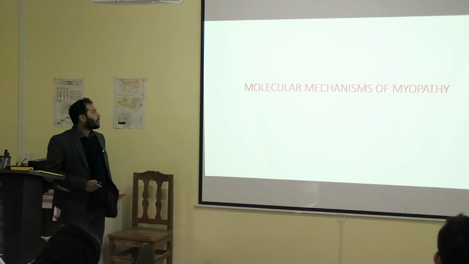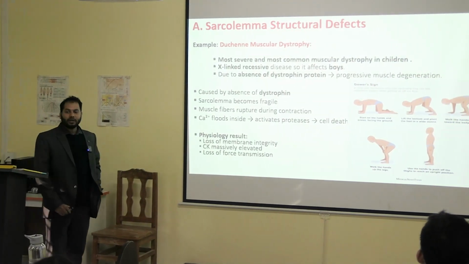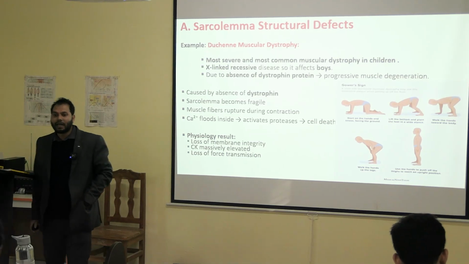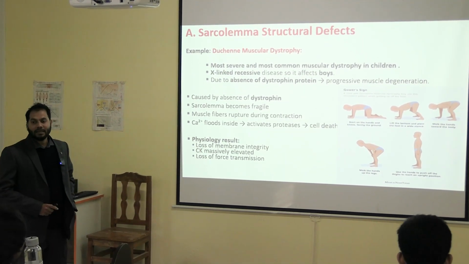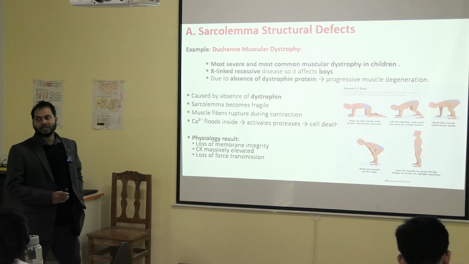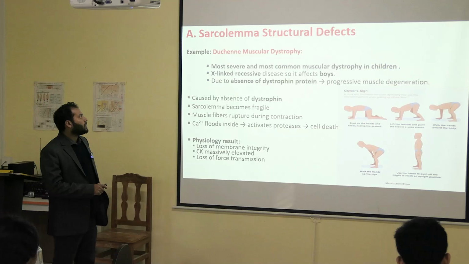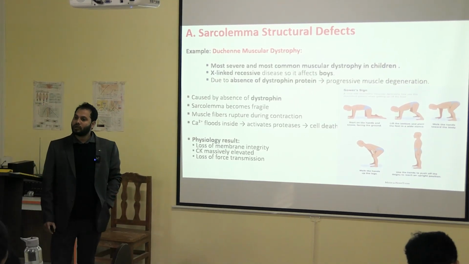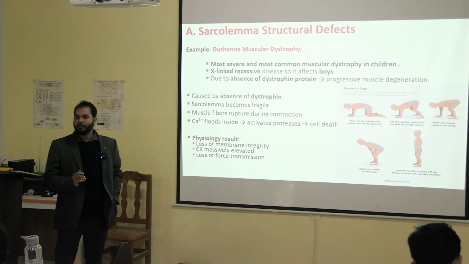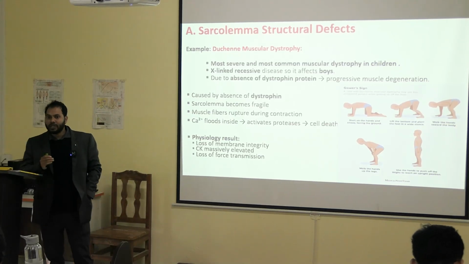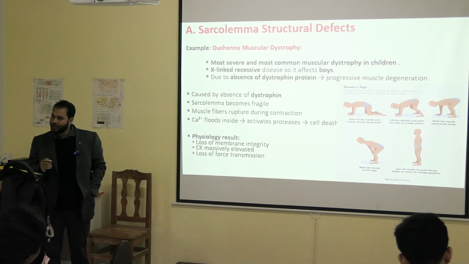The molecular mechanism of myopathy. The first one is a type of myopathy where we can see a structural defect of skeletal muscle, right? This is called sarcolemmal structural defect. We know about the sarcolemma. It is the muscle cell membrane. So in myopathy, we can see a defect in the skeletal muscle cell membrane, right?